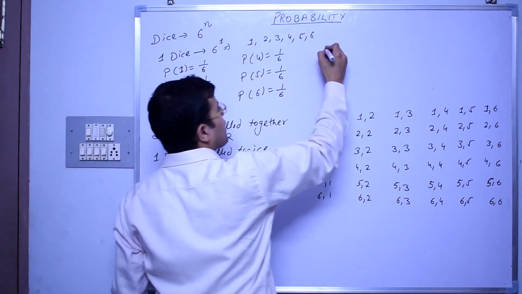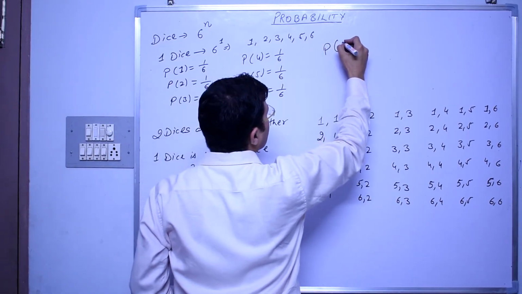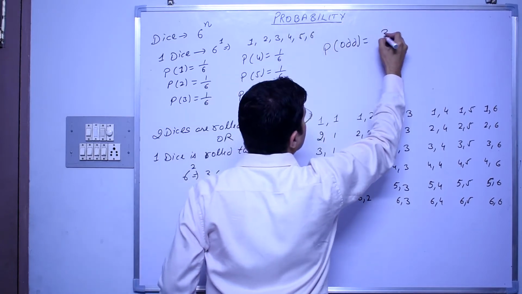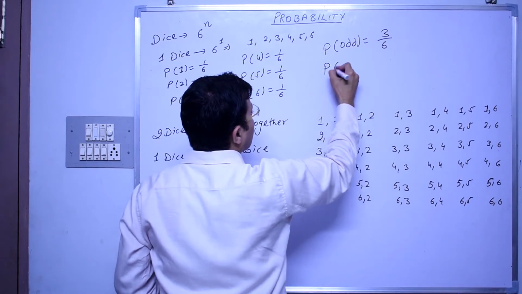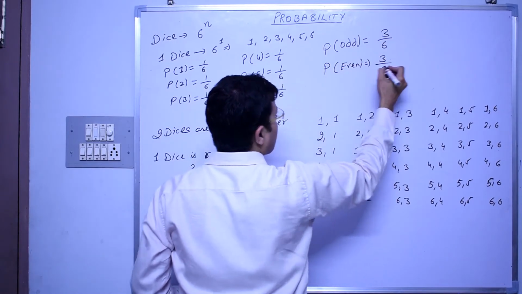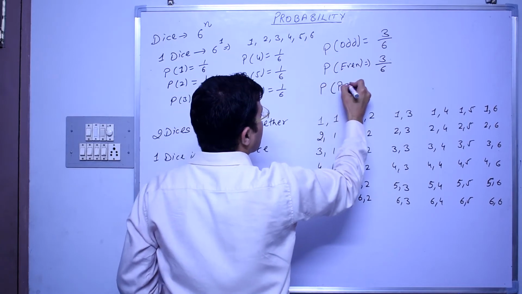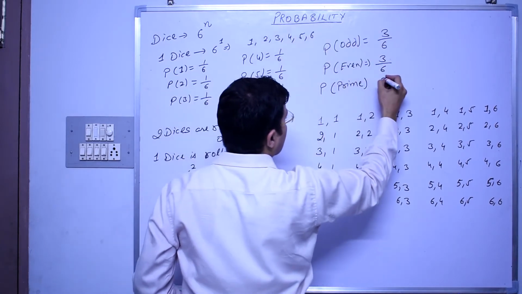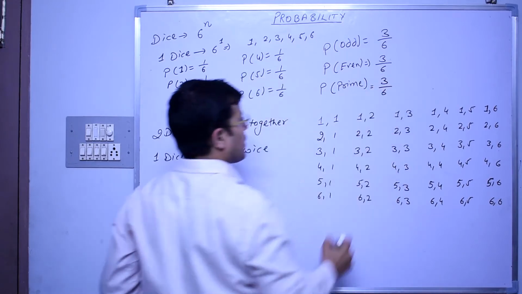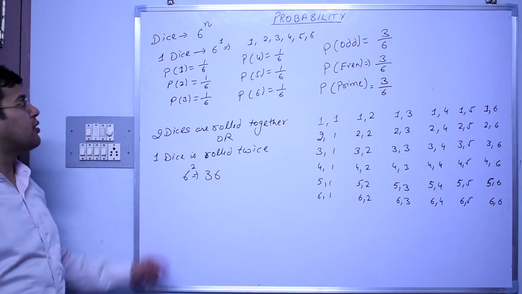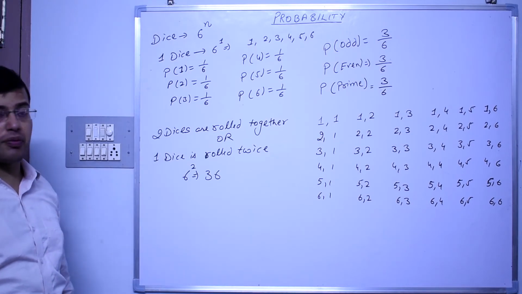You can also say, if they ask about the probability of the number being an odd number, so 1, 3, 5, that is 3 by 6. Probability of a number being an even number, again 3 by 6. Probability that the number is prime, so 2, 3 and 5, again 3 by 6. So these are a few of the possible cases for probability of a dice when one dice is being rolled.